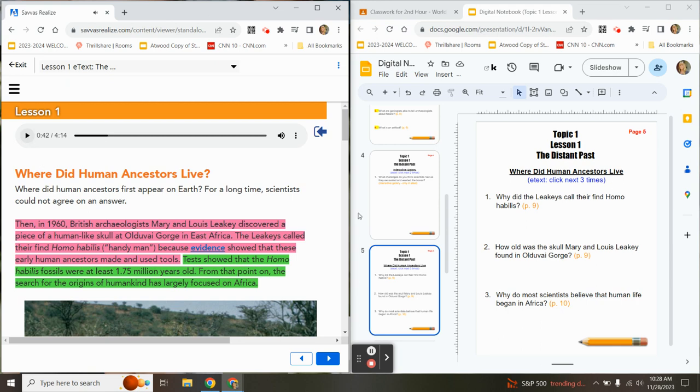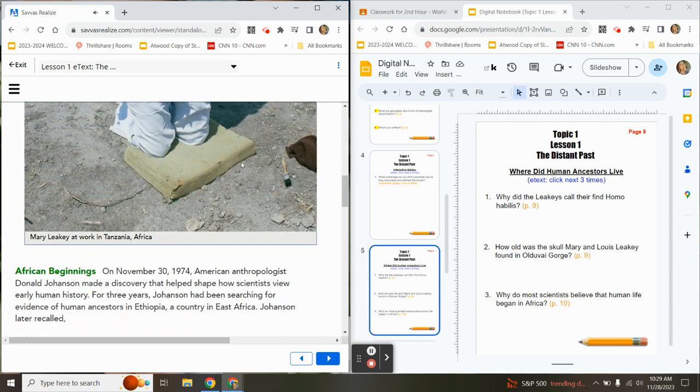All right, you have 2 questions here because you can see highlighted in pink is going to be number 1, highlighted in green will be number 2. So number 1, why did the Leakeys call their find Homo habilis? You'll find that answer in the pink highlighted text, and then as soon as you're done with that, move on to number 2. How old was the skull Mary and Louis Leakey found in the gorge? You'll find that answer in this green highlighted text. All right, let's continue on.